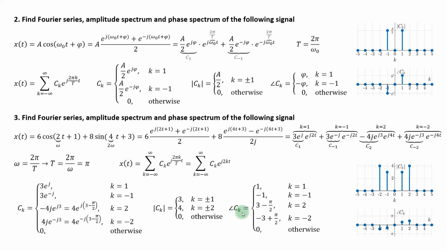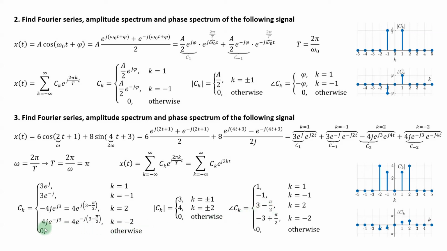Now, the phase spectrum. The phase of this complex number is 1, so that will come here. The phase of this complex number is minus 1, and that will come here. Now, to get the phase of this complex number, I first need to write it in the proper polar form, which I have done here, and from here I can read that its phase is 3 minus pi over 2. So here I can write 3 minus pi over 2.